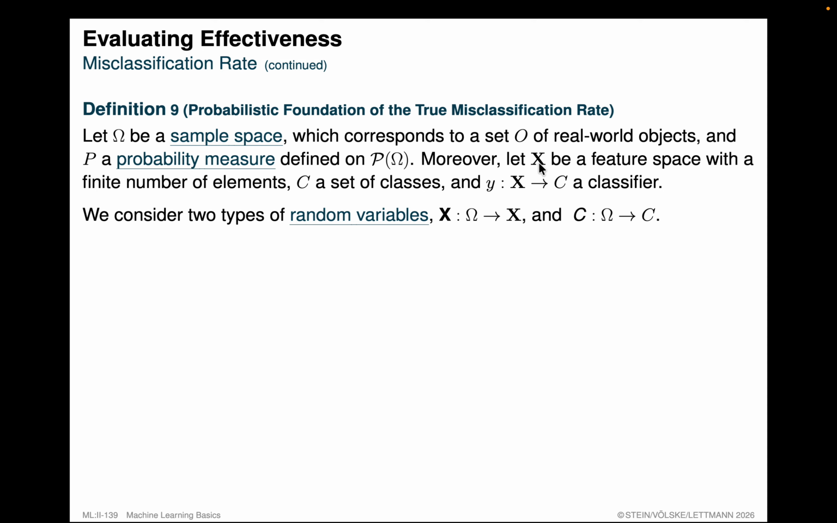We define X to be the feature space with a finite number of elements, and C is a set of classes, and Y is our model function, which maps the feature space to the classes, the classifier. And here, now we introduce and consider two types of random variables. Notice the difference in notation again. Here's the upright X, fat X, which maps the outcomes, so the objects, to the feature space. And the random variable C, again, different notation, no serif font, which maps omega to the classes.